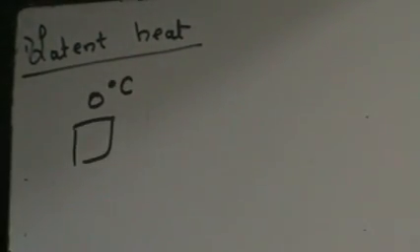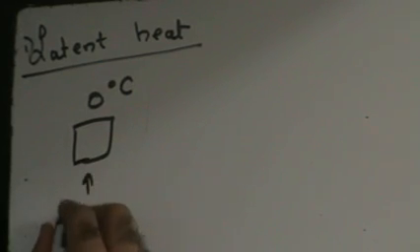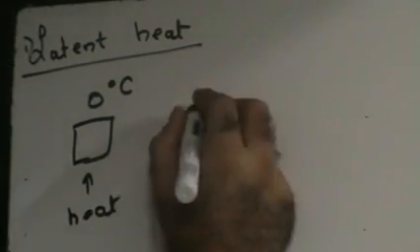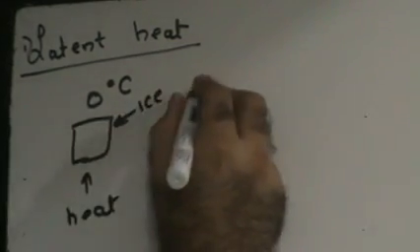Let's see what we mean by internal latent heat. First of all, let's understand what is latent heat. For example, let's consider that I have ice at 0 degrees Celsius. Let's assume I heat the ice. I'll get water, right? This is ice, this is water.